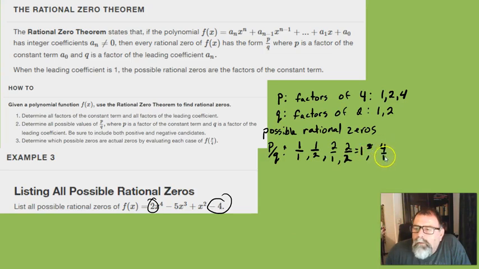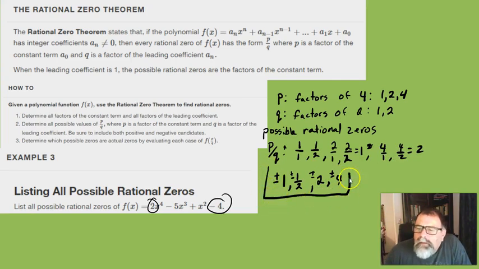So 4 over 1 and 4 over 2, which reduces to 2. And then you don't have to write the repeats. So all the possible solutions would be 1, and then you can do plus or minus 1/2, plus or minus 2 over 1, which is 2. 2 over 2 is 1, but I already have that. 4 over 1 is 4. Oh, don't forget the plus minus. And then 4 over 2 is 2, which is already there. So this is all the possible rational zeros.